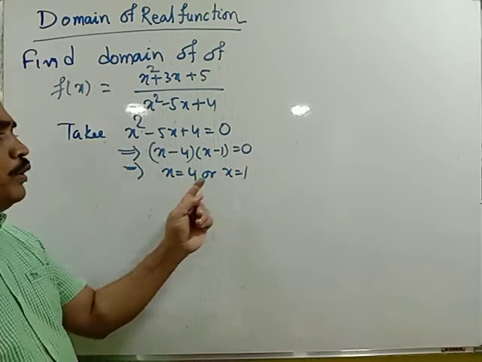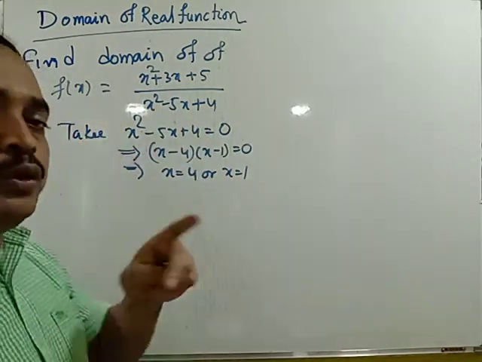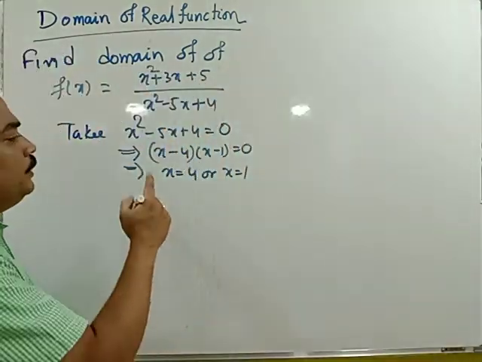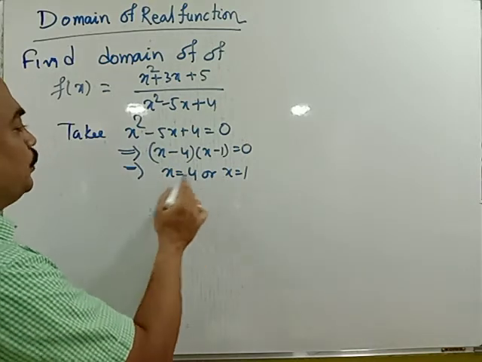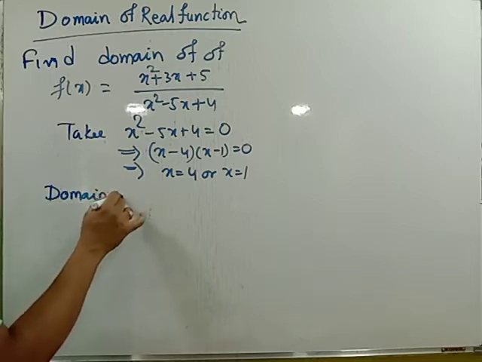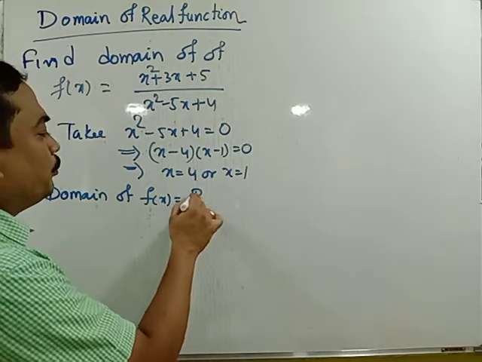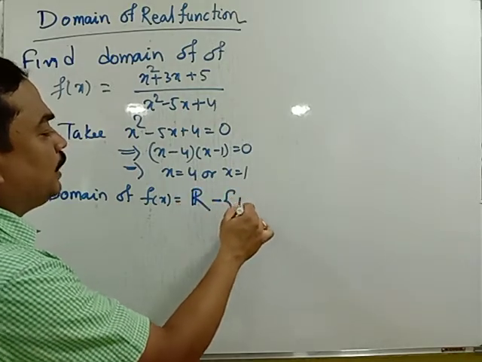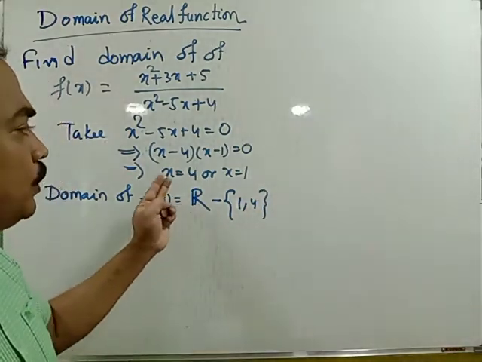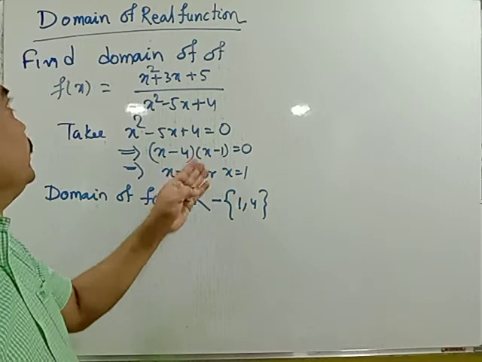For x equal to 4 and x equal to 1, the denominator becomes 0. We know the polynomial function is defined for all real numbers R. Here you just discard these two values, so the domain of f of x is R minus {1, 4}. These two elements you take out from the real numbers, and for the rest of the real numbers the answer will exist. That is called the domain of this function.